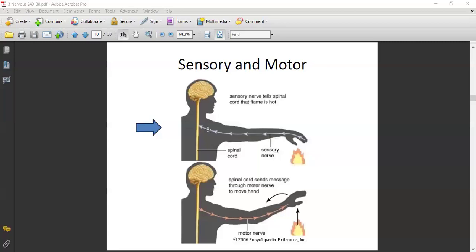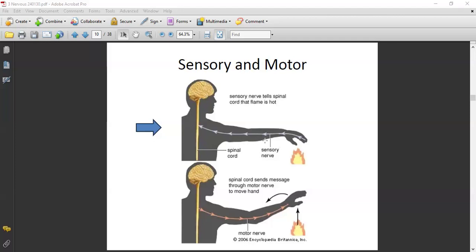This is the sensory neuron, from the dendrites to the axon terminal. This one will be the motor neuron. From the dendrites here, they receive signal from the brain, and then to the axon terminal. The axon terminal will reach out to the muscle. So that's that. Let's look into the sensory.